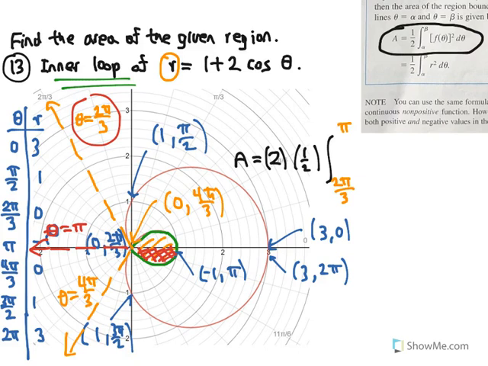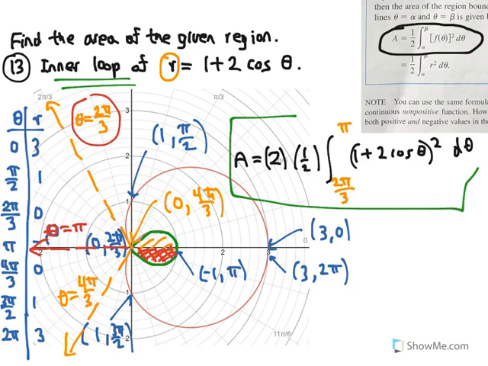And the integrand is the easy part. You just take the polar equation, 1 plus 2 cosine theta, and you square it. And there you go. That will give you the area of the inner loop. Of course, 2 times 1/2 is 1, and this is what you'll have.